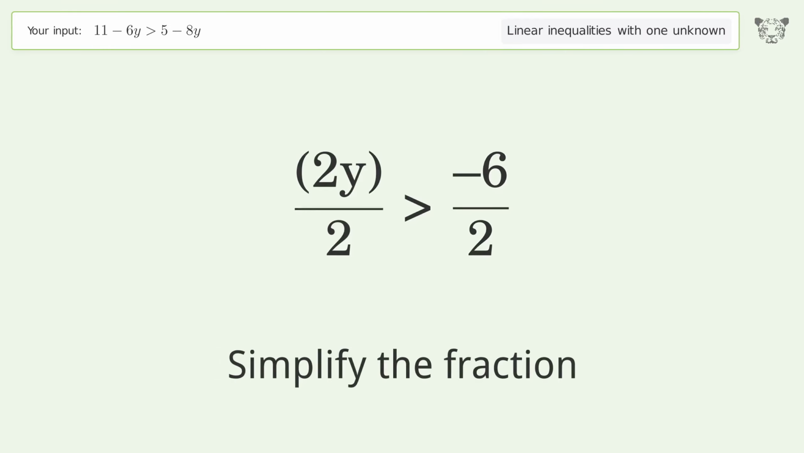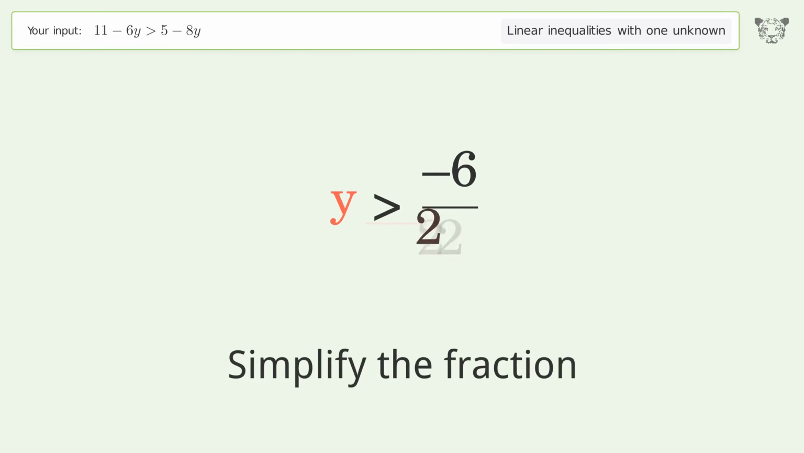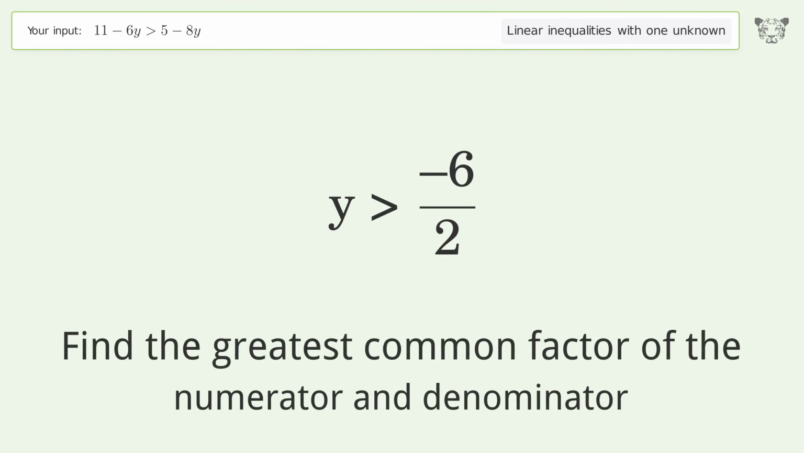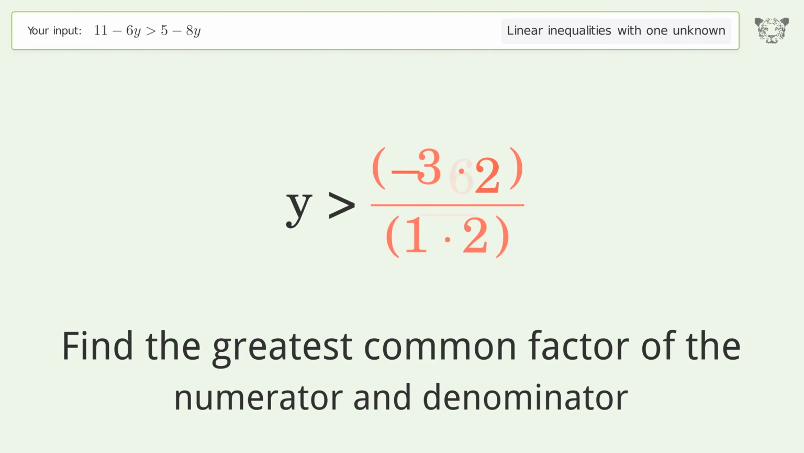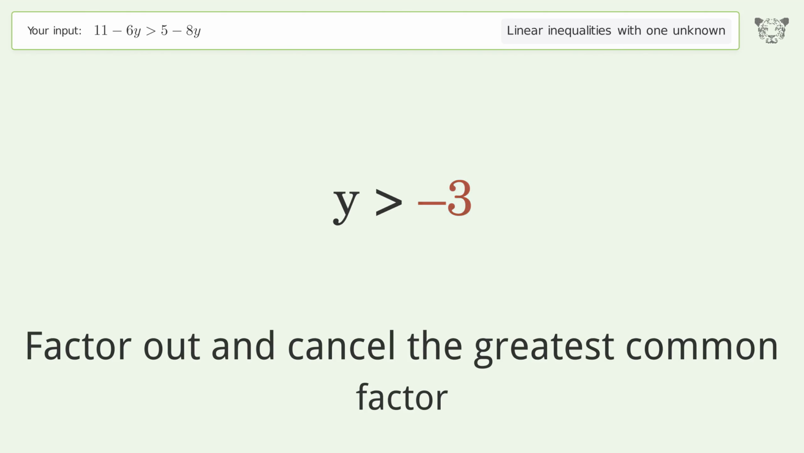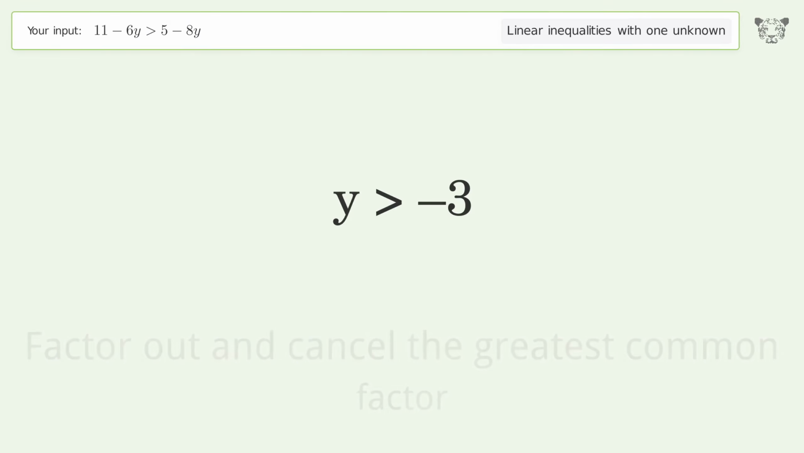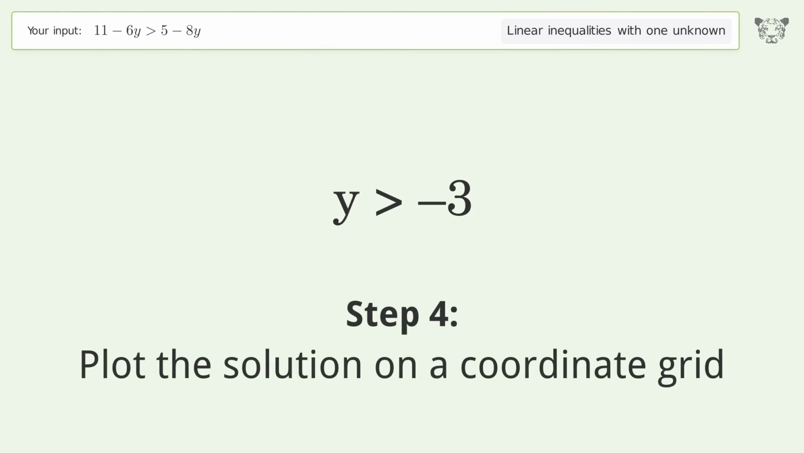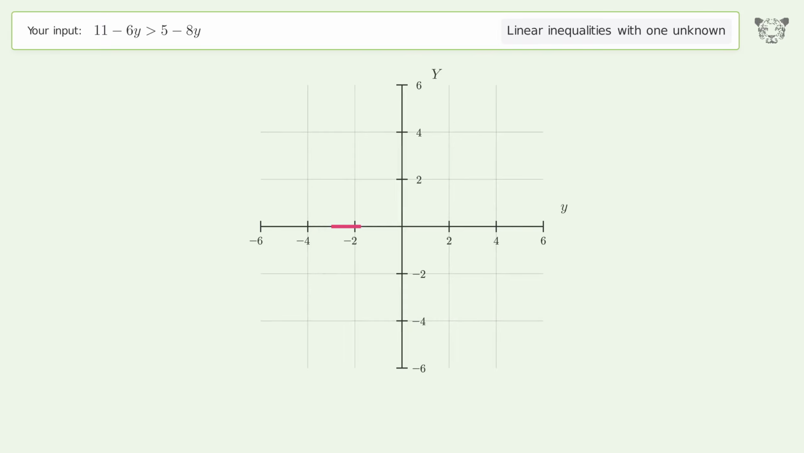Simplify the fraction. Find the greatest common factor of the numerator and denominator. Factor out and cancel the greatest common factor. Plot the solution on a coordinate grid. And so the final result is y greater than -3.